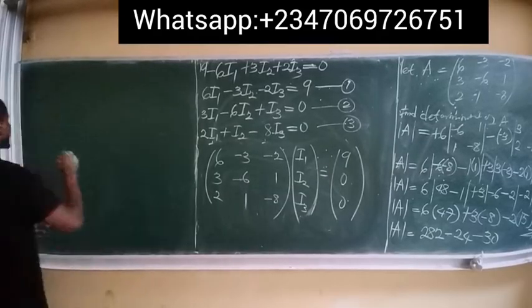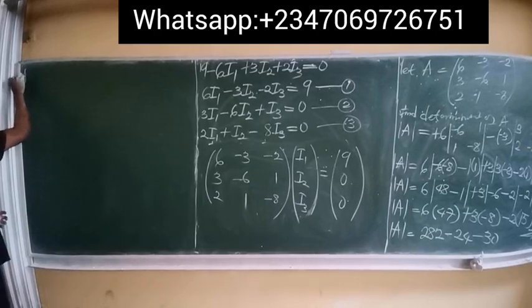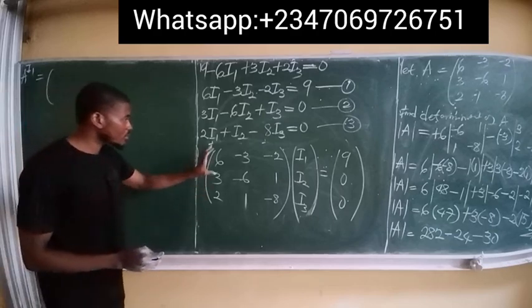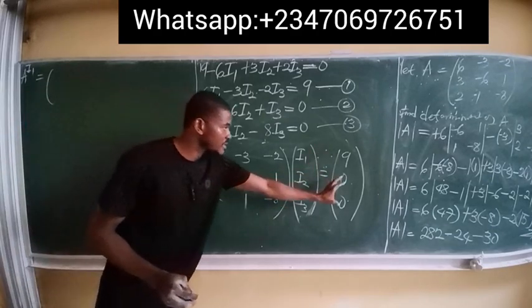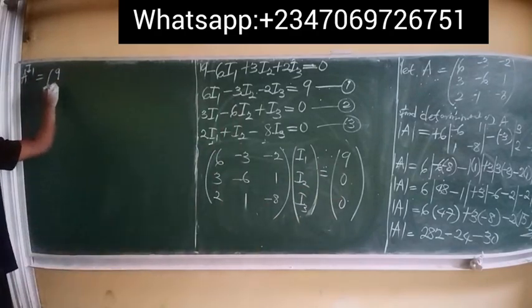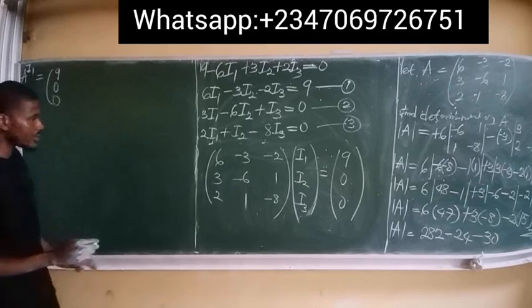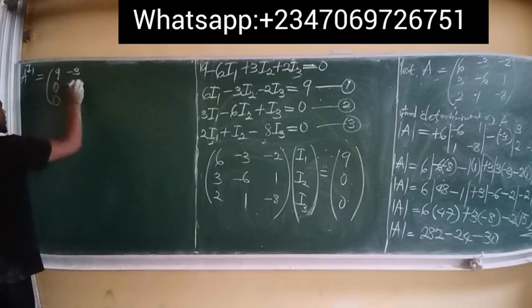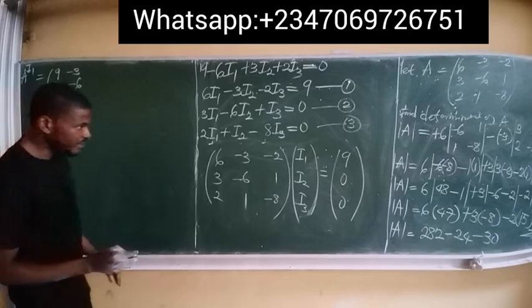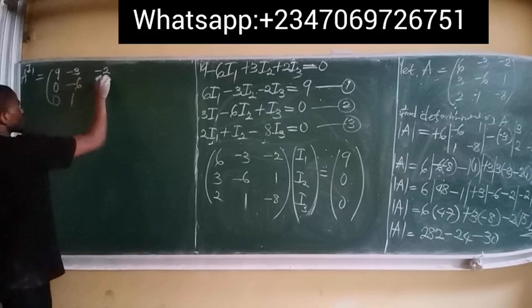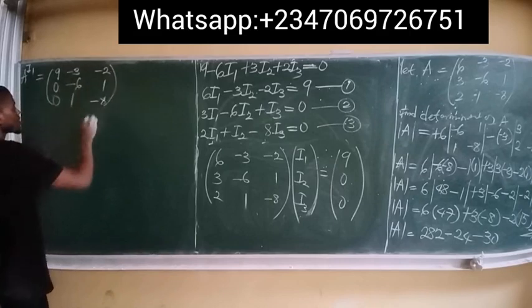Okay, so we form a new matrix now. We'll simply call this matrix A_I1. That's equal to, so we form the matrix. The whole of the column of I1 will now be replaced by the constant 900. So we simply have 900, and then we'll have here minus 3, minus 6 and 1. Finally, we have minus 2, 1 and minus 8. So we simply have this.